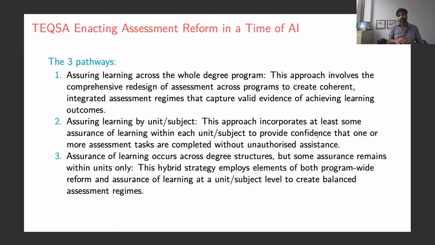And then there's also assurance. The third pathway is assurance of learning occurs across degree structures, but some assurance remains within units only. So it's like a hybrid strategy of the first two. So there are some elements of program-wide reform and assurance of learning at a unit and subject level to create a balanced assessment regime. So that's another sort of hybrid approach between pathway 1 and 2.